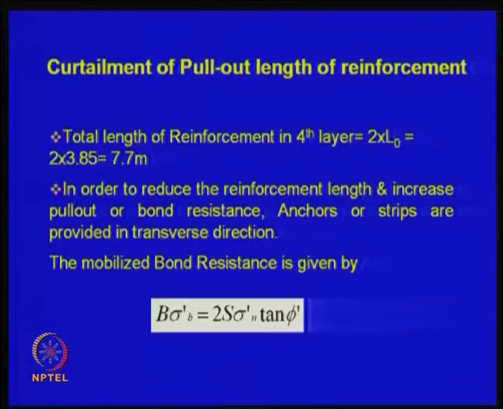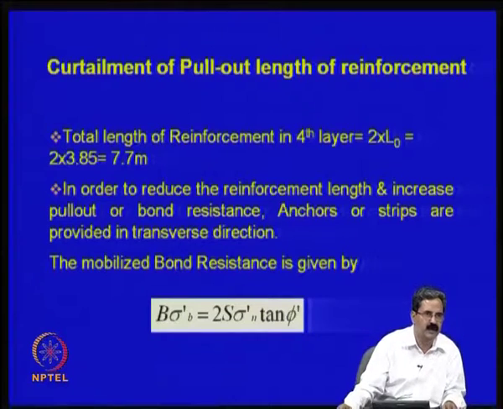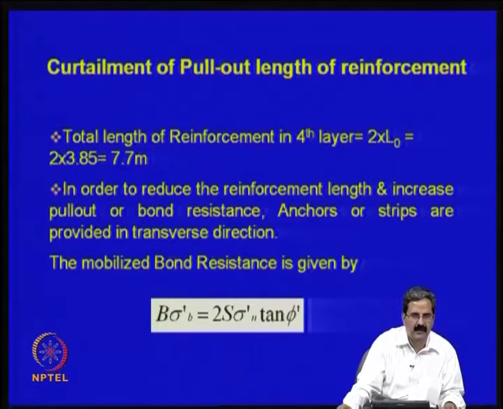And one thing you have seen is that the length requirement is somewhat higher here than in the previous case. As I said, 2 into L naught will be the length required, and it is about 7.7 for a 1 meter footing. With 7.7, the next neighbor may just shout against me. He will not be happy: why are you having them reinforced into my house? So, then we need to curtail this.